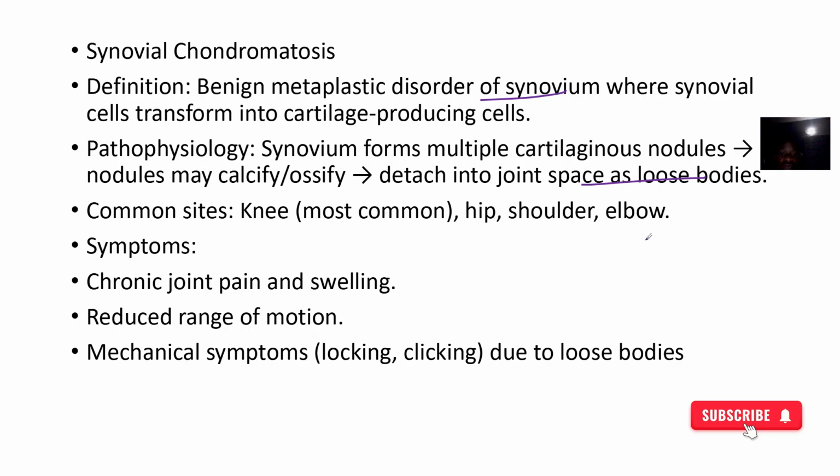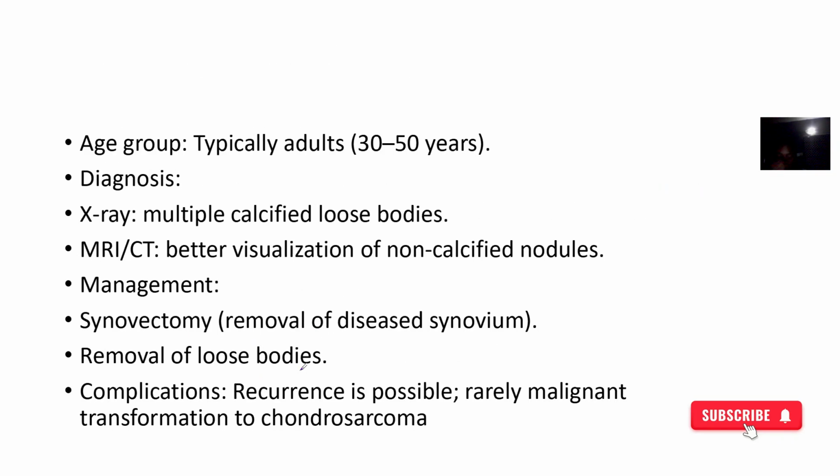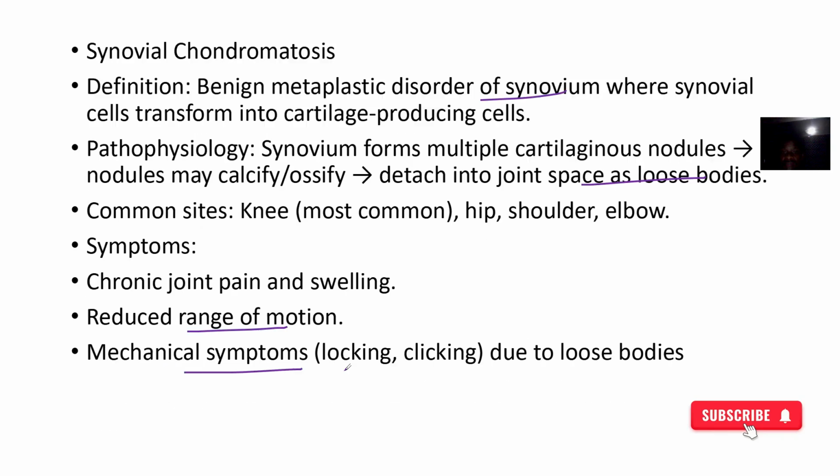So you have a lot of pain and swelling, reduced range of motion, and mechanical symptoms like locking and clicking sensations. It usually affects adults between 30 and 50 years. You diagnose it using X-rays, MRIs, and CT scans. You manage it by what? Just cutting out the synovium, okay, that's synovectomy, and removal of the loose bodies, and I think that's it for this.